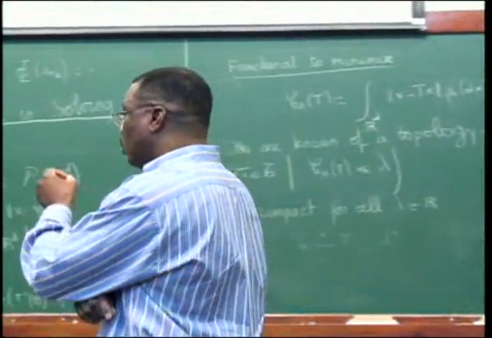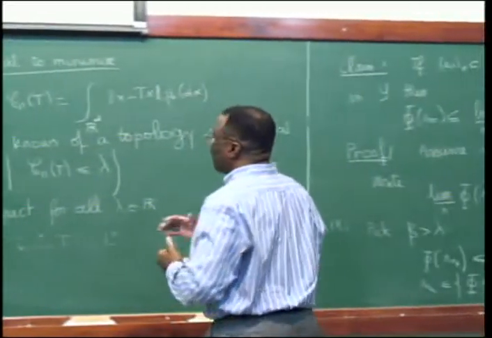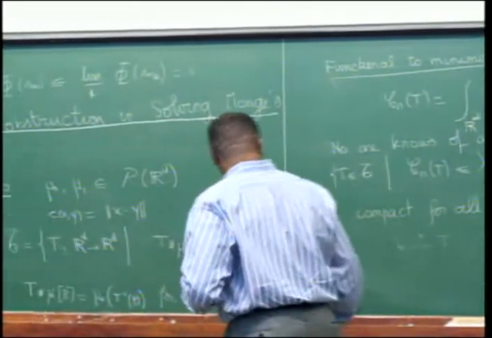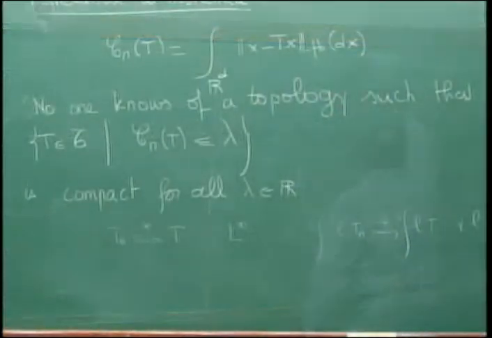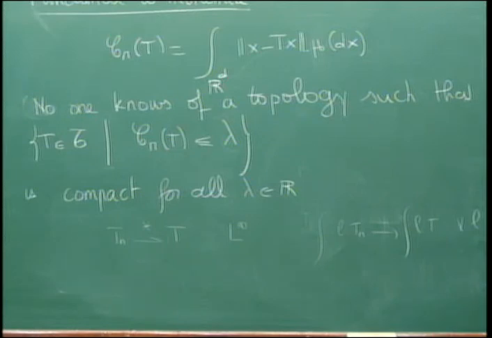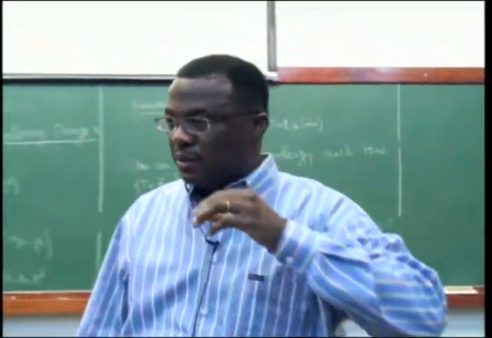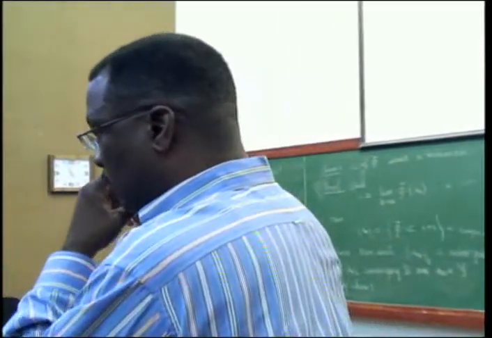So in 1942, Kantorovich came with a problem. He turned this set into a bigger set in the following way. Said that these T are Borelian satisfying that condition, just that.